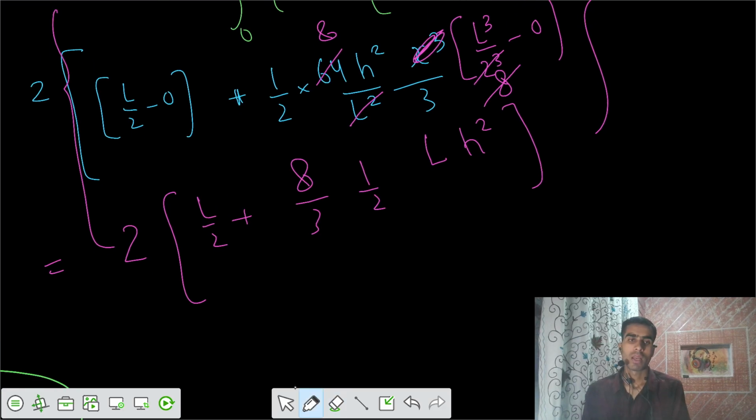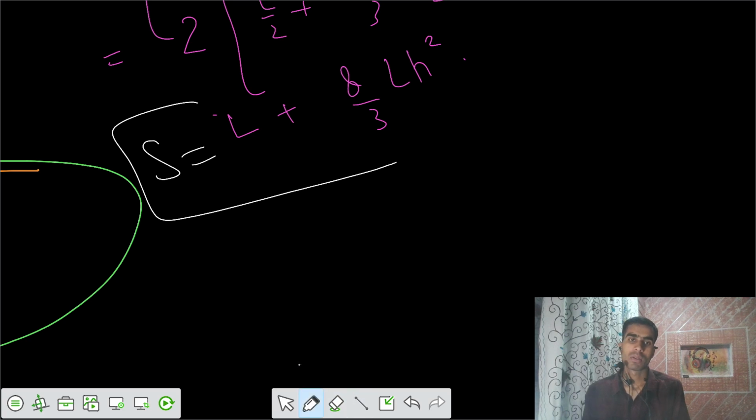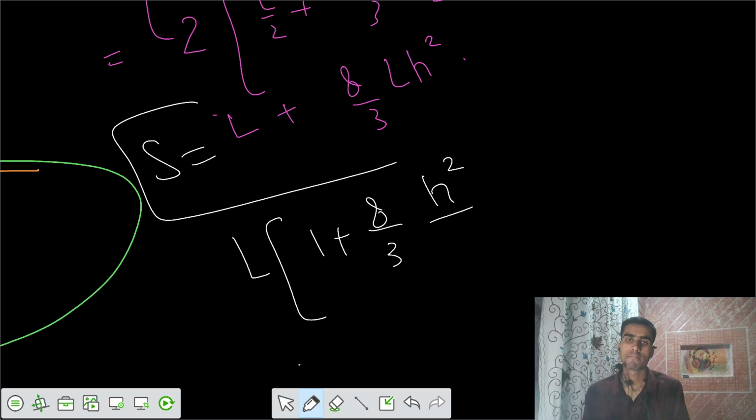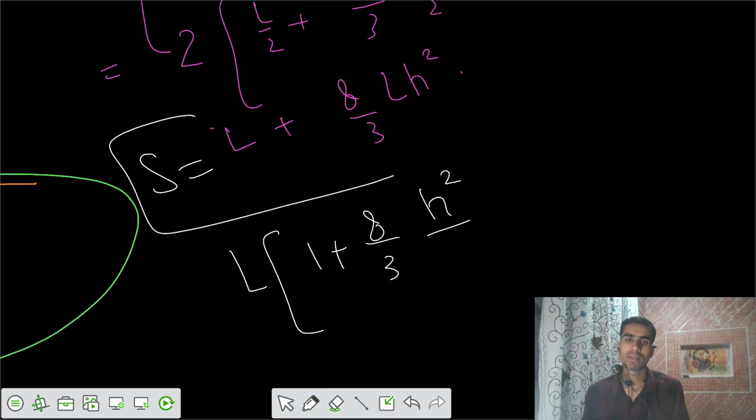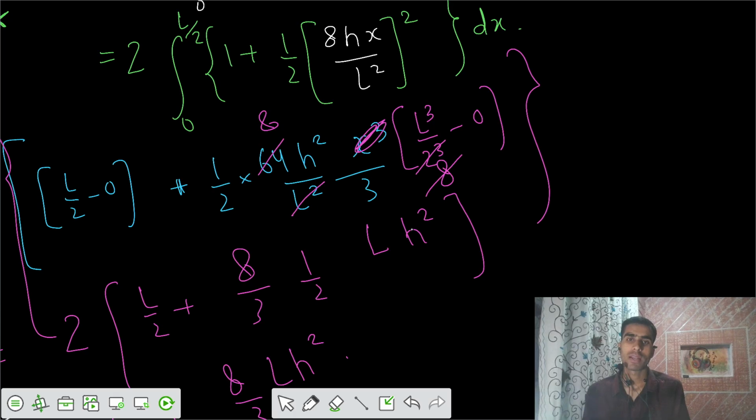So I can get the value L plus 8 by 3 L h square. So I got this equation that S, the total length of the cable, is equal to this one. Now if I simplify it once more, if I keep L common, I would get 1 plus 8 by 3 h square by L square. Is this what we got? I think not. I think there is some error. You check the error. Where should the error be?